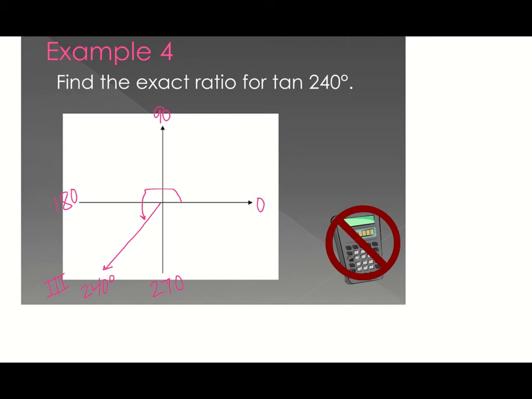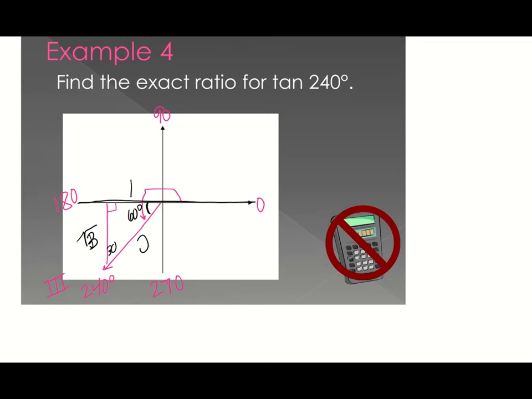Now I want to draw my reference triangle. So that's going to go up to my x-axis. And I need to find my reference angle, how far away I am from my x-axis. So I'm at 240. I want to know how far away I am from 180. So 240 minus 180 gives me my reference angle, and that's going to be 60 degrees. So I'm going to use my 30-60-90 triangle. I know that across from 60 is root 3. Across from 30 is 1, and across from 90, my hypotenuse is 2.